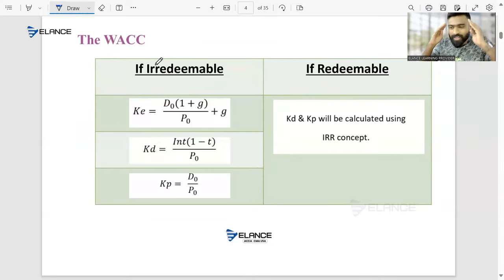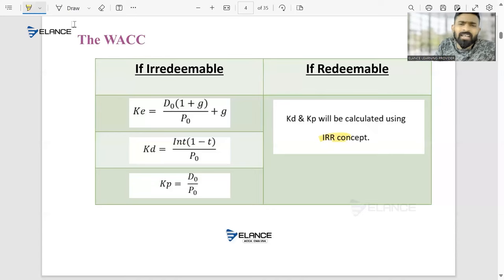Listen, I'll give you a simple thing. There are only three types of financial instruments: equity, preference, debt. These can be either redeemable. Redeemable means they will be redeemed after some stated years. Preference shares will be redeemed after 3 years. Debt holders will be redeemed after 3 years. If it's a redeemable instrument, you need to calculate the expected rate of return of investors using the IRR formula. We are calculating from the viewpoint of the investor, and the investor's expected rate of return we will calculate using the IRR formula.